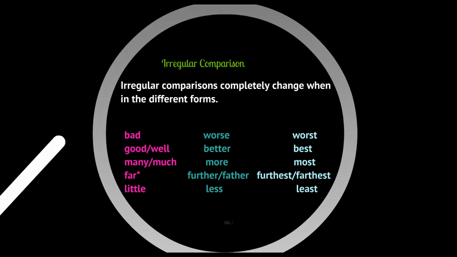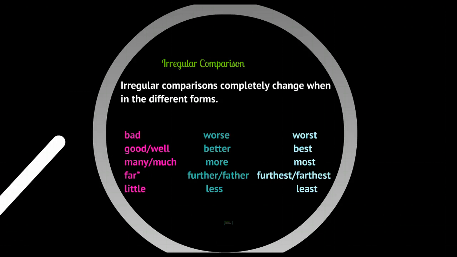And then, of course, we do have some irregular comparisons. Irregular comparisons completely change when in different forms. So here, as just a list of a few, you can see, we don't say bad, badder, baddest. We say bad, worse, worst. Monday was bad, Tuesday was worse, Wednesday was the worst day this week.